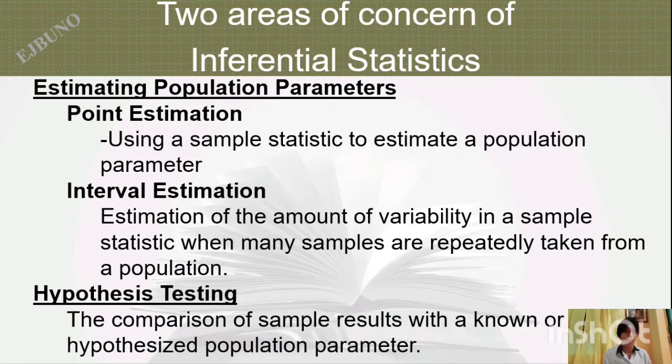Two areas of concern of inferential statistics. Estimating population parameters. Point estimation, using a sample statistic to estimate a population parameter. Interval estimation, estimation of the amount of variability in a sample statistic when many samples are repeatedly taken from a population. Hypothesis testing, the comparison of sample results with a known or hypothesized population parameter.